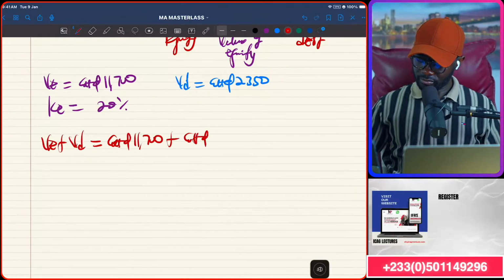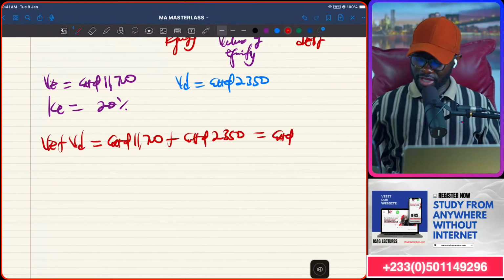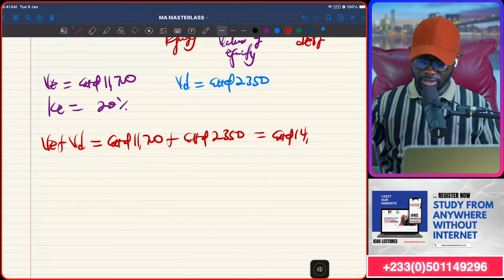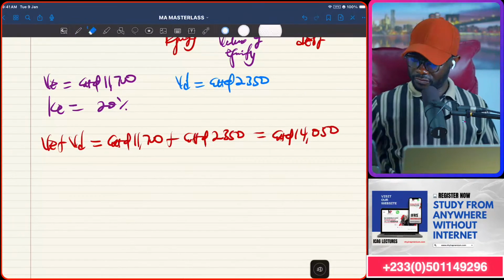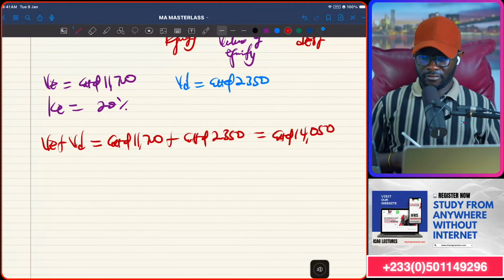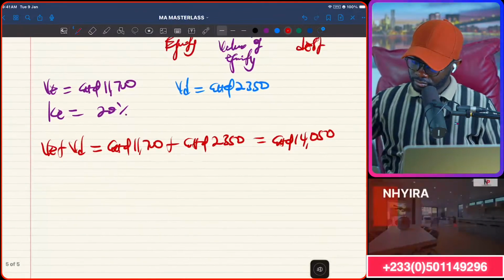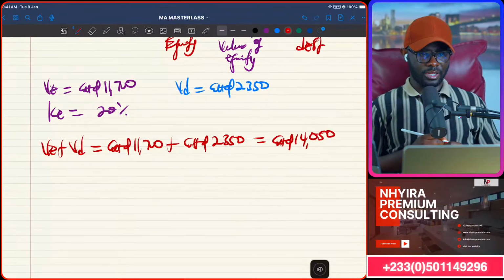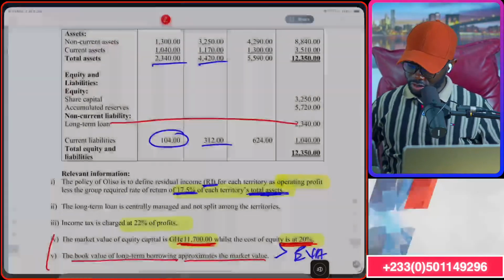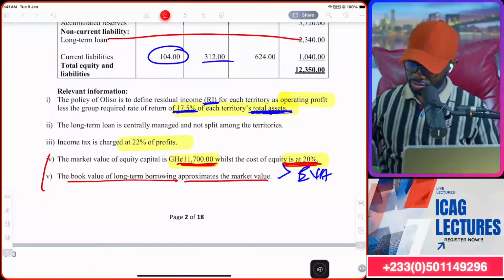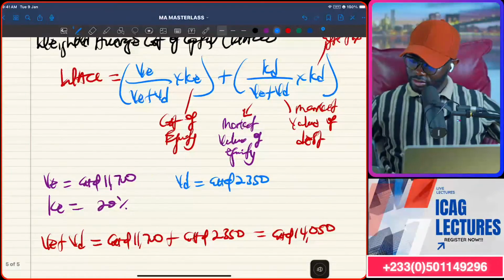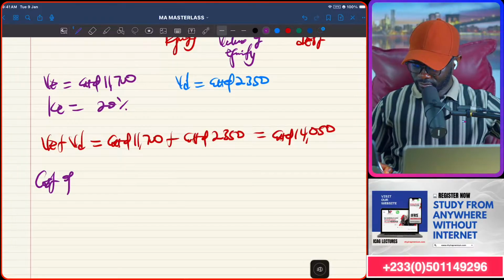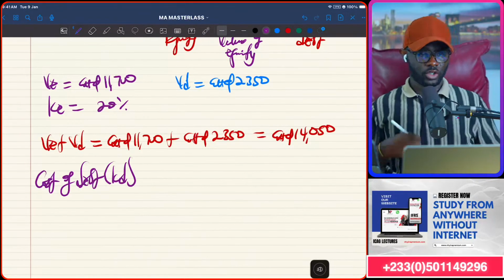11,700 plus 2350. Let me get a one-liner answer coming up. 11,700 plus 2350. And that is 14,050. Then we move on to the next part. What else were we given? That's all. But now we need one more thing, the KD, cost of debt. That is not given. So how do we find it?